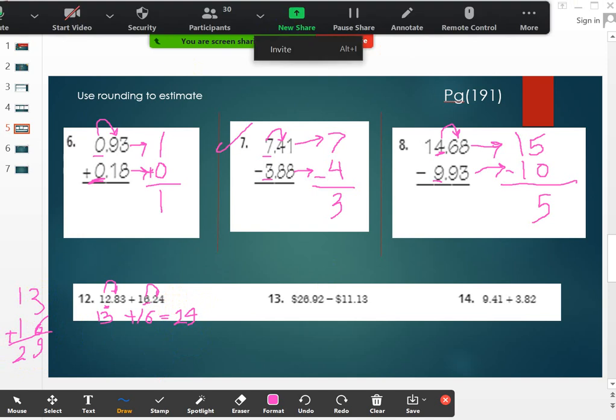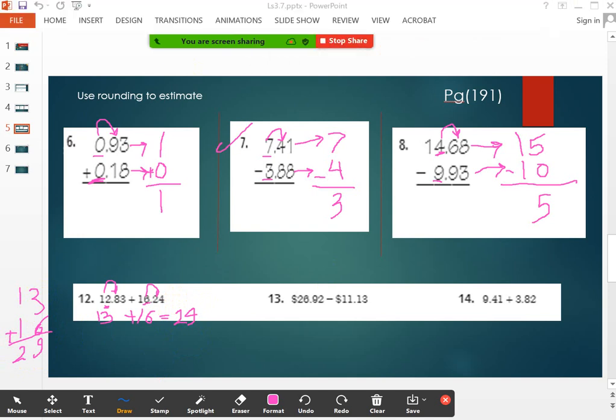Okay, now let's see number 13 with you, Basma. Basma, teacher. Yes, dear, I want you to round 26.92 to the nearest whole. So it will be what? Teacher, question 13. Yes, question 13. 26.92 minus 11.13. I will use rounding here.